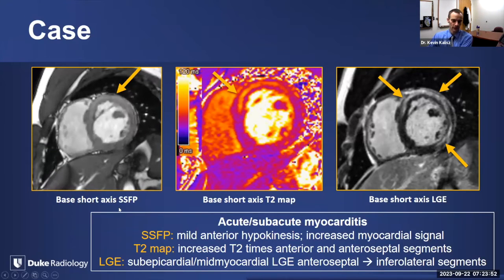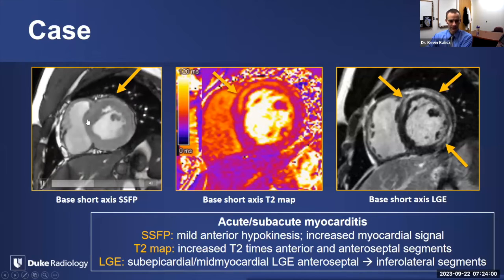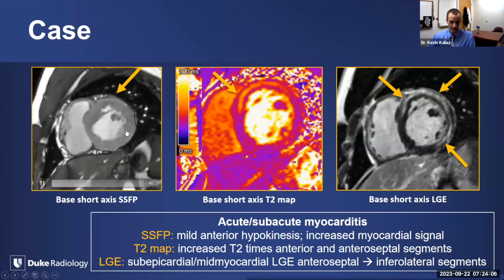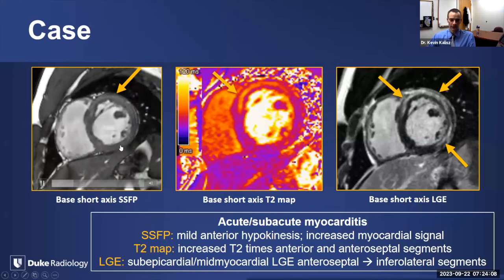So from a functional standpoint, SSFP at the base, you can see at the inferior aspect and the lateral aspect, relatively normal wall motion, as opposed to the septum, especially anteroseptum and anterior. This is a little bit sluggish. It's contracting and thickening a little bit, but not quite as robustly as the rest of the myocardium.